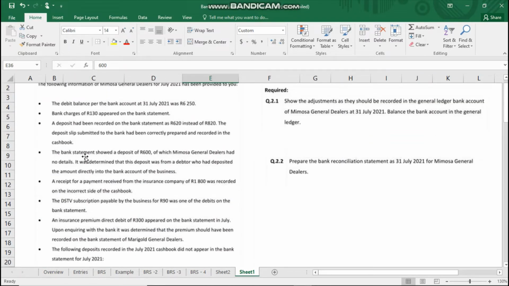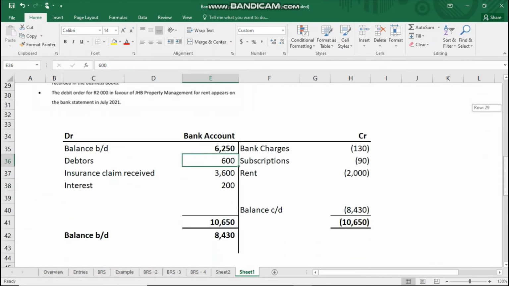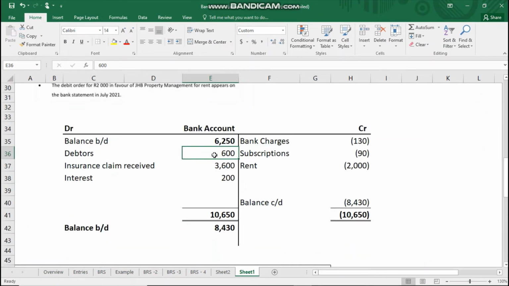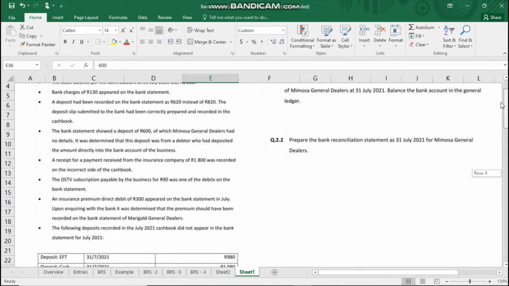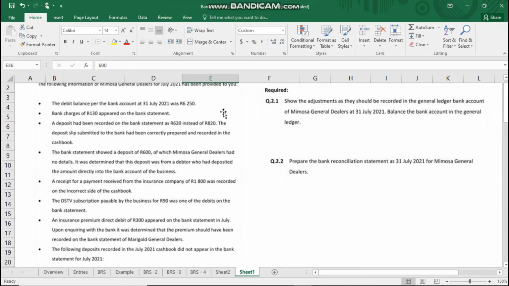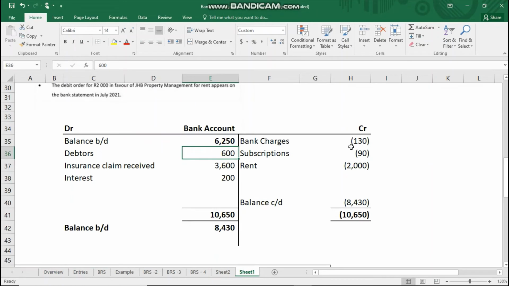The bank statement showed a direct deposit of 600, of which Mimosa had no details. So it was determined that this was a direct deposit by a customer into the bank account. So we debited the bank account and credited account receivables. Next one is the bank charges of 130. We have credited the bank account with bank charges of 130.